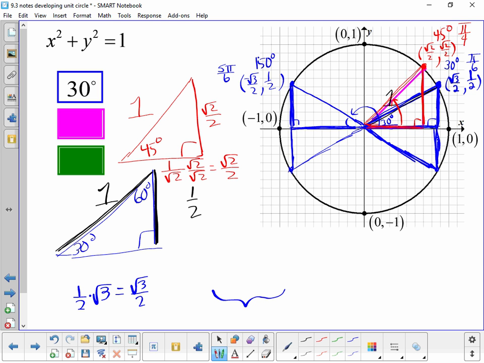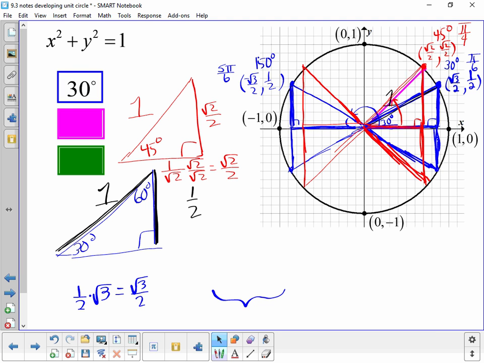And again, we could reflect that around to all of these different quadrants. And we could label them, and we did in class.